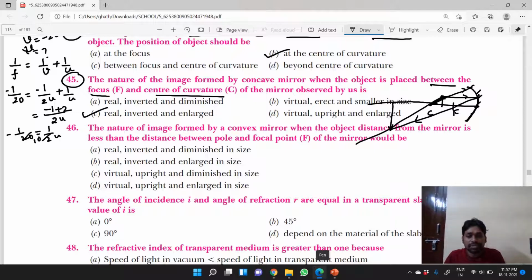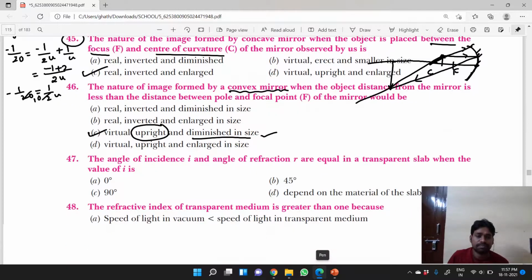Next, nature of image formed by convex mirror. My dear students, remember, wherever the object position is in front of the convex mirror, it always forms a virtual, upright, which means erect, and diminished image.